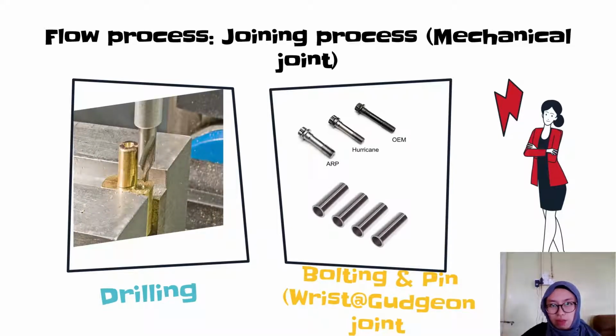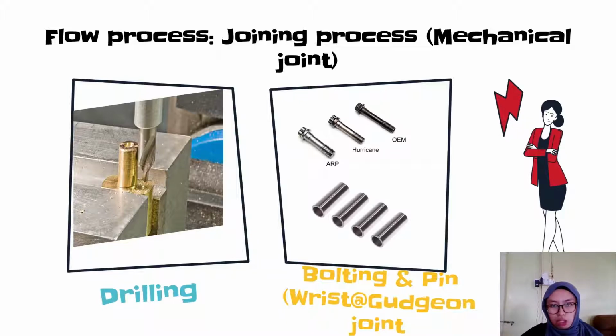This is the flow process for the joining process. For this process, we chose mechanical joining, or another name, fastener joining process. Mechanical joining is widely used for joining two or more metal parts temporarily or permanently. For our product, we use temporary joining that involves drilling, bolting, and a pin, where we use a wrist pin or gudgeon pin. The first step is drilling.